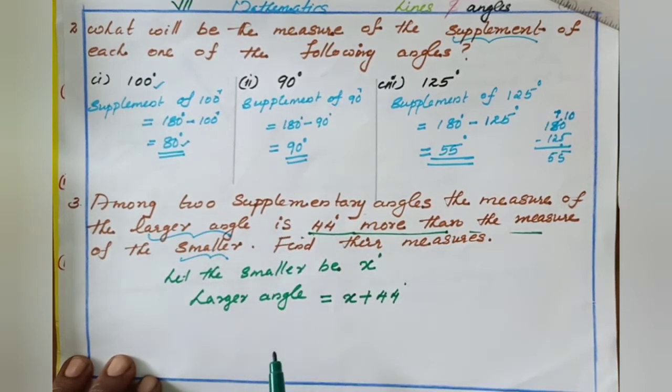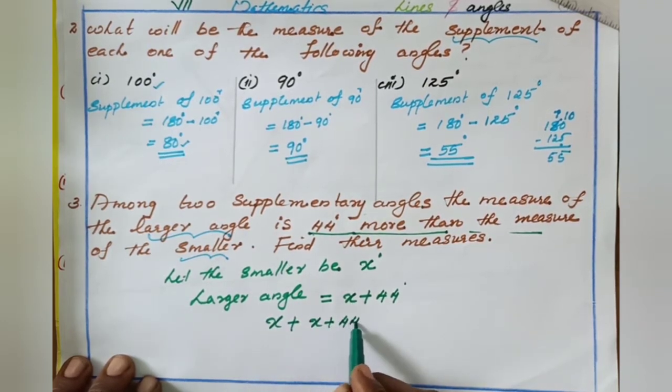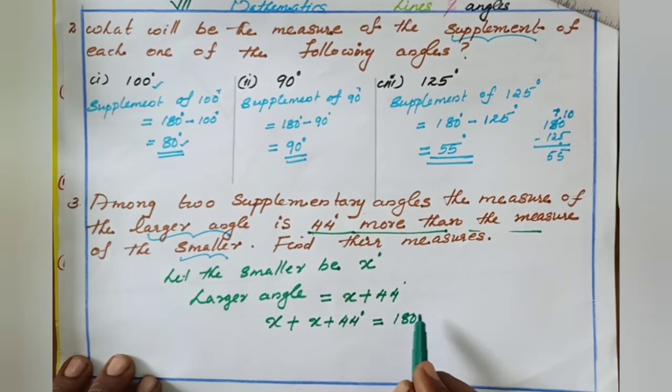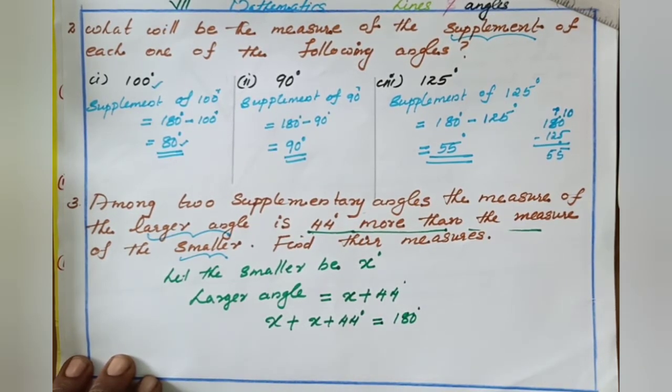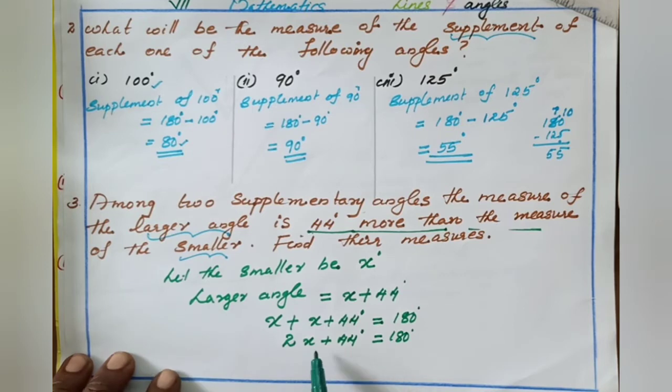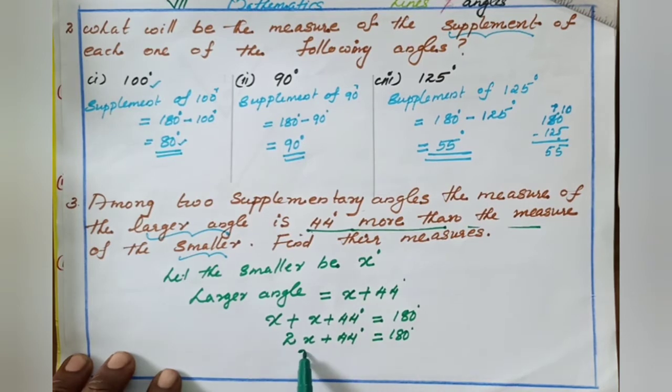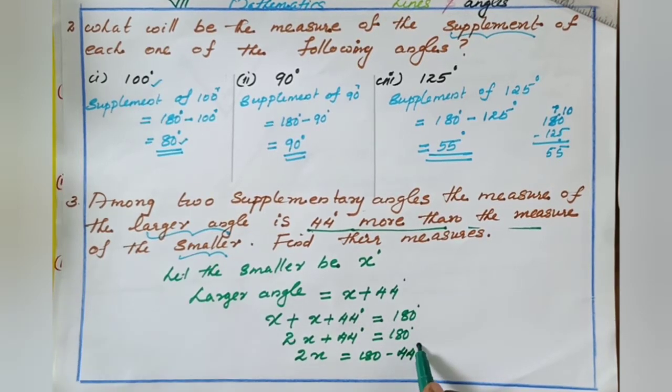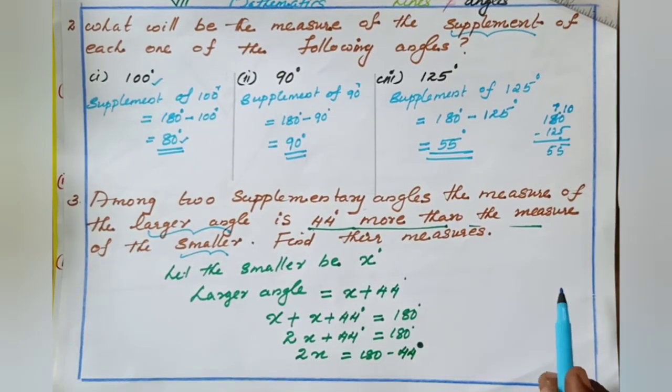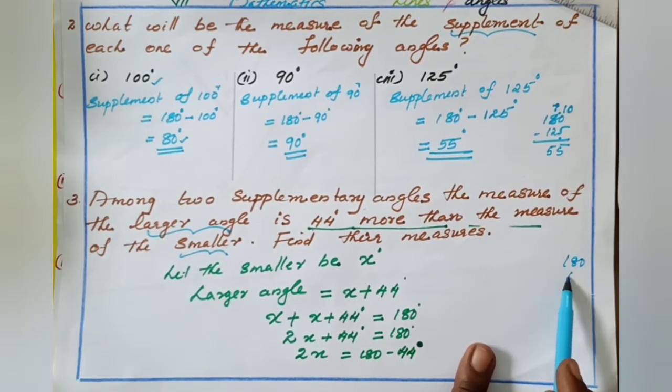These are supplementary angles, so the sum of these two angles, x plus x plus 44 degree, equals 180 degree. What is x plus x? 2x plus 44 degree equals 180 degree. Then transpose 44 to the right side. We get 2x equal to 180 degree minus 44 degree. What is 180 degree minus 44?